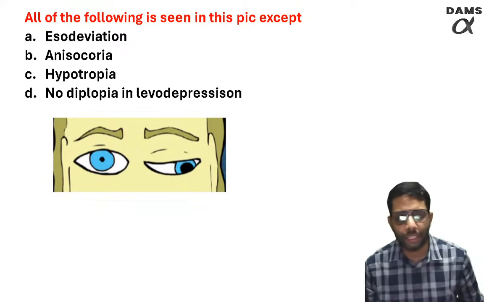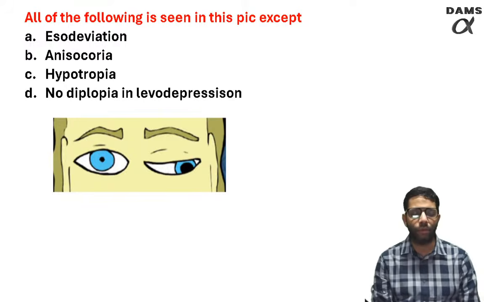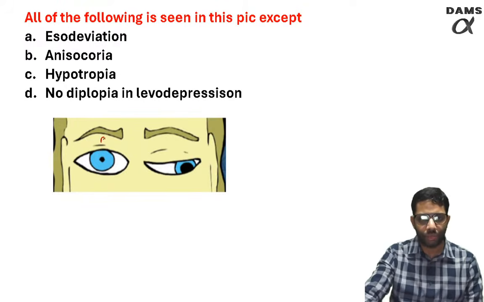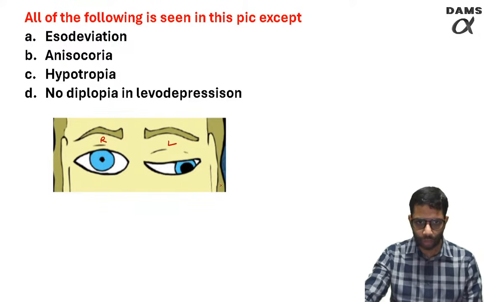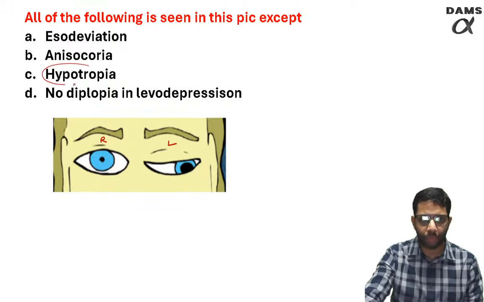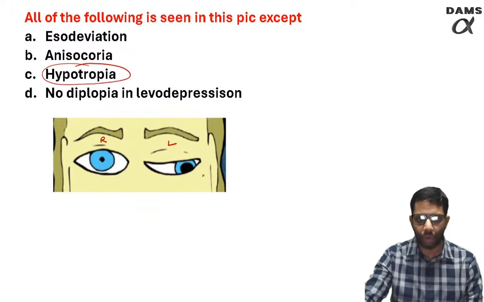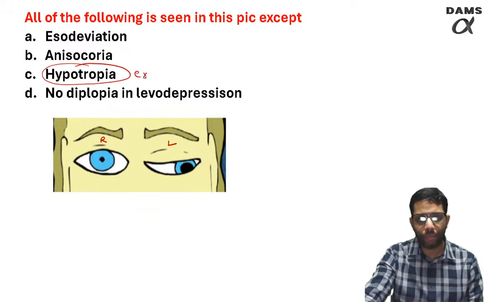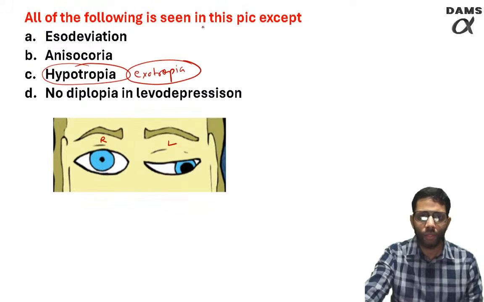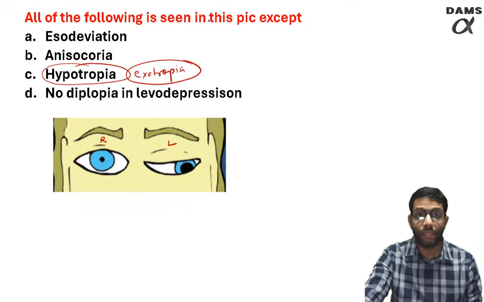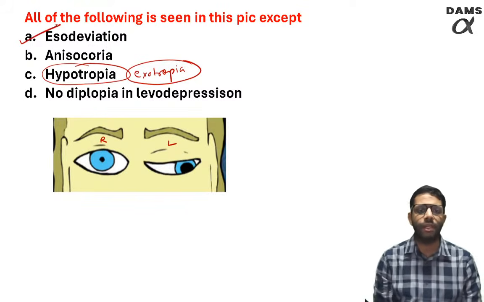All of the following are seen in this picture except. This patient also has a squint. Why? Because the right eye is looking straight, but the left is not looking straight. It is going down and out. Down is known as hypotropia, that is true. Out is known as exotropia. So there is hypotropia and exotropia. So the answer is clearly eso, which is the one not seen. It is not eso, it is exo.